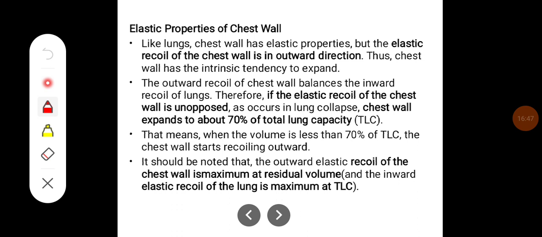Elastic properties of the chest wall. Like lungs, the chest wall has elastic properties, but the elastic recoil of the chest wall is in the outward direction. Thus, the chest wall has the intrinsic tendency to expand. The outward recoil of the chest wall balances the inward recoil of the lungs.